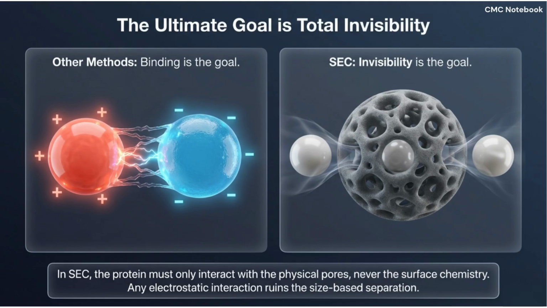In most chromatography, binding is the goal, but in SEC, invisibility is the goal. For a true size-based separation, the protein must only go through physical pores, never interact with the surface chemistry. Any electrostatic interaction between the protein and the resin will ruin your data.